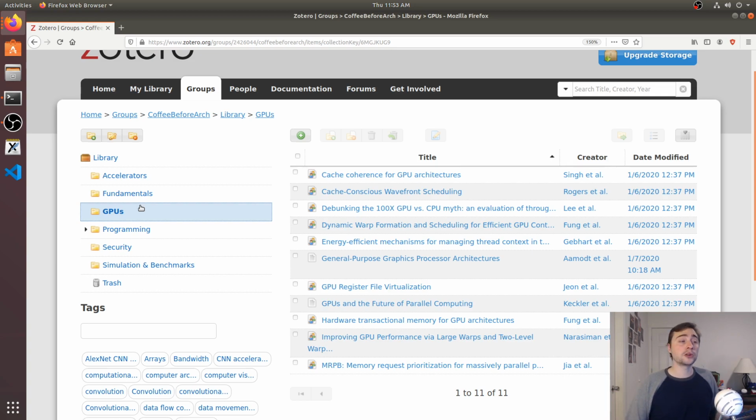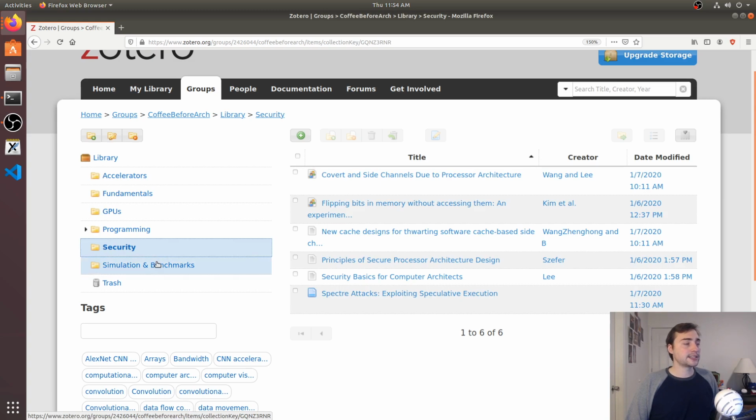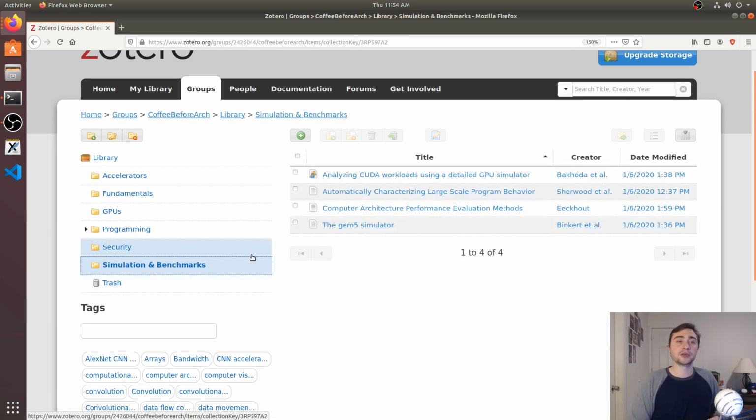I do mainly GPU work, so these are some of the top papers in GPU architecture and engineering. But I also have things on security and simulation and benchmarks as well.